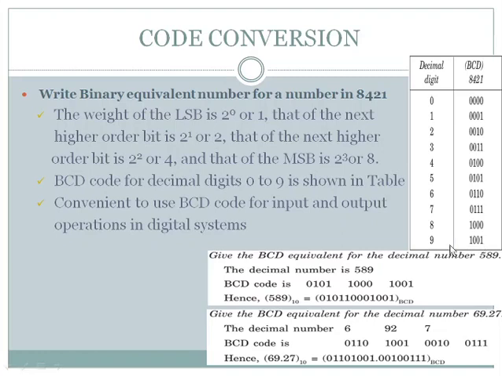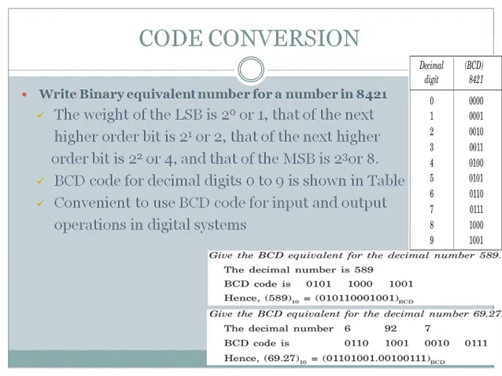So for 9, how we can write the BCD code: here you can see that for the decimal digit 9, we need to add the weights for the positions where the bit 1 is present. In the 8 position 1 is there, and in the 1 position 1 is there. So 8 plus 1 equals 9. This way we can write the BCD codes for all the 10 decimal digits.